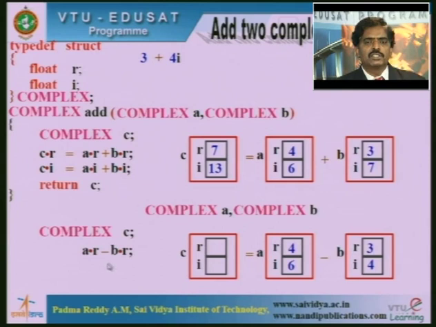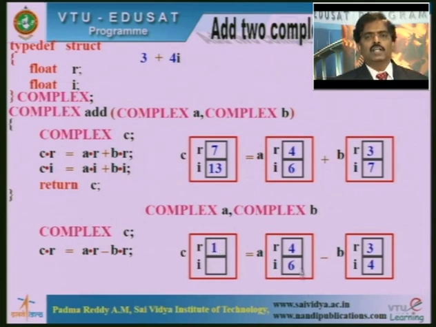Now tell me how you access this. I can say A dot R minus, how do you access this? B dot R. So 4 minus 3 is how much? 1. That 1 should be copied into which location? C dot R. So I write equal to C dot R. Now tell me what is the answer we get? 4 minus 3. It is 1. 1 I am going to copy here.